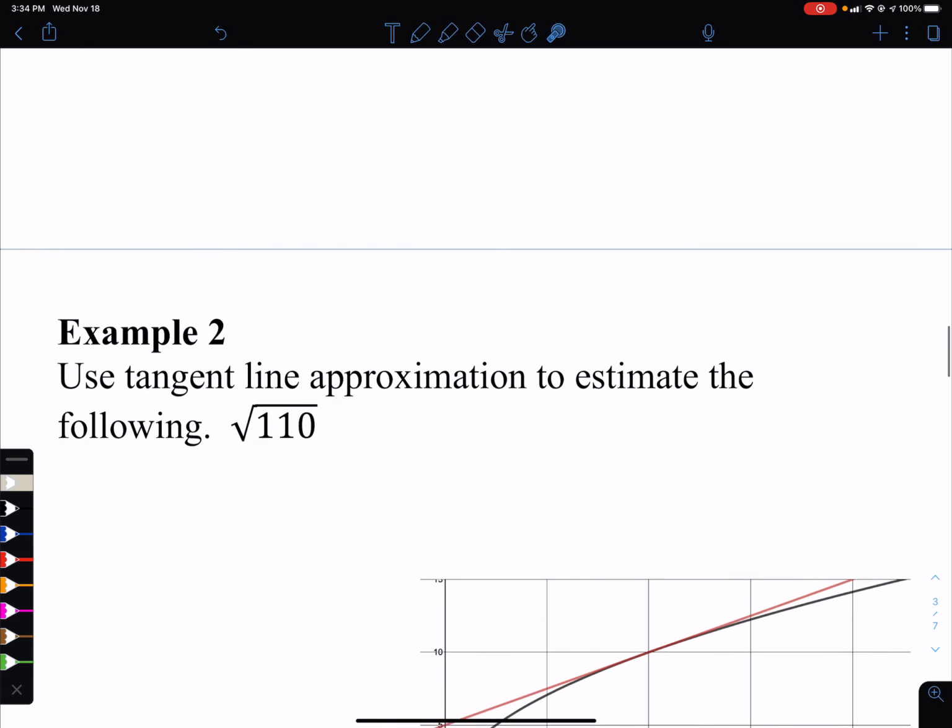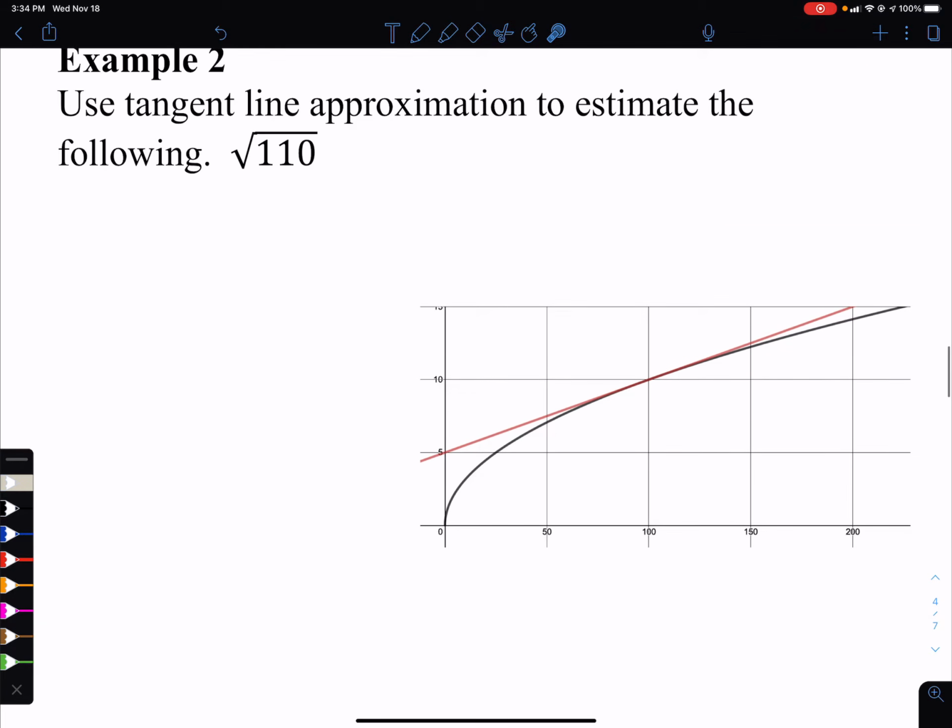Let's go to another example. Okay, we want to approximate the square root of 110. Again, I don't know how to do that. I don't, because I am not a calculator. But here's what I recognize. This is the square root function. And do I know the square root at any point near there? Hey, I know the square root of 100 is 10, right? So that's a smart point to pick.